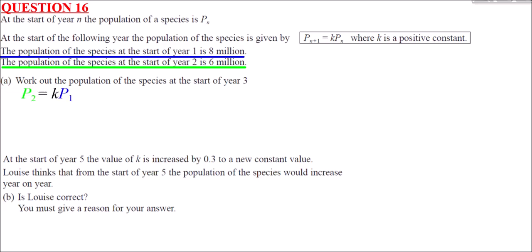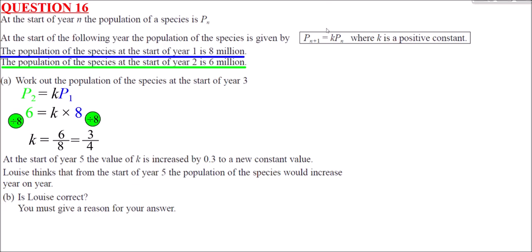So essentially, our recurrence relation using year 1 as p1 and year 2 as p2: the population of year 2 is k multiplied by the population for year 1. But we can just infill the values. So p2 is 6, p1 is 8. So if we substitute those values in, we get 6 equals k times 8. Then to isolate k, we can divide both sides of this by 8. Therefore, k must be 6 over 8. In other words, k is 6/8, which of course is 3/4.